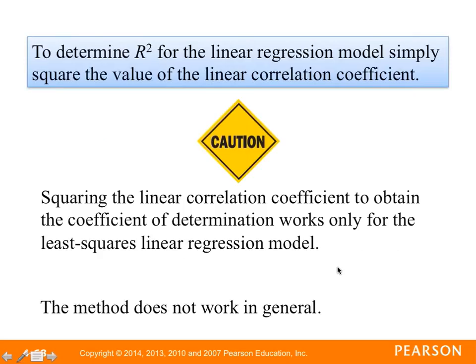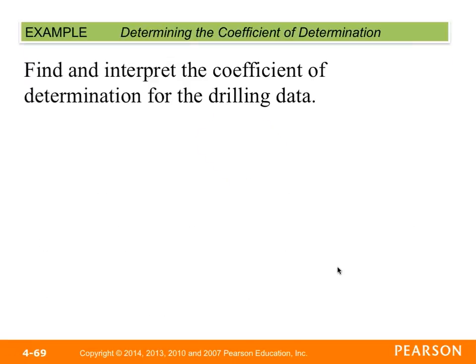So to determine R squared for the linear regression model, you simply square the value of the linear correlation coefficient. Remember when we calculated the little r, all you have to do is calculate the square of that. You just take that number squared and that gives you your R squared value. Now, there's a little caution note here. Squaring the linear correlation coefficient to obtain the coefficient of determination only works for the least squares regression model. It does not work in general for other methods.